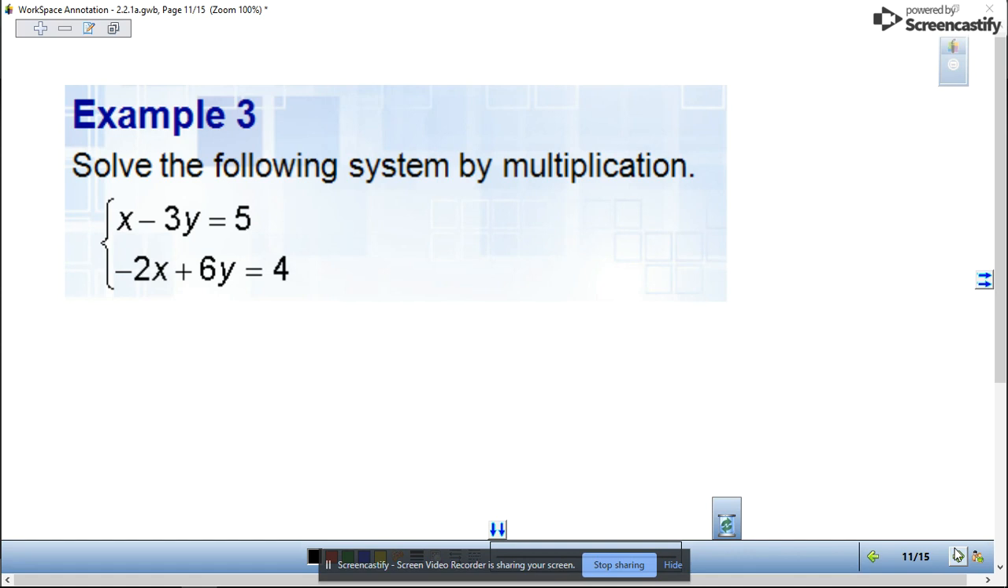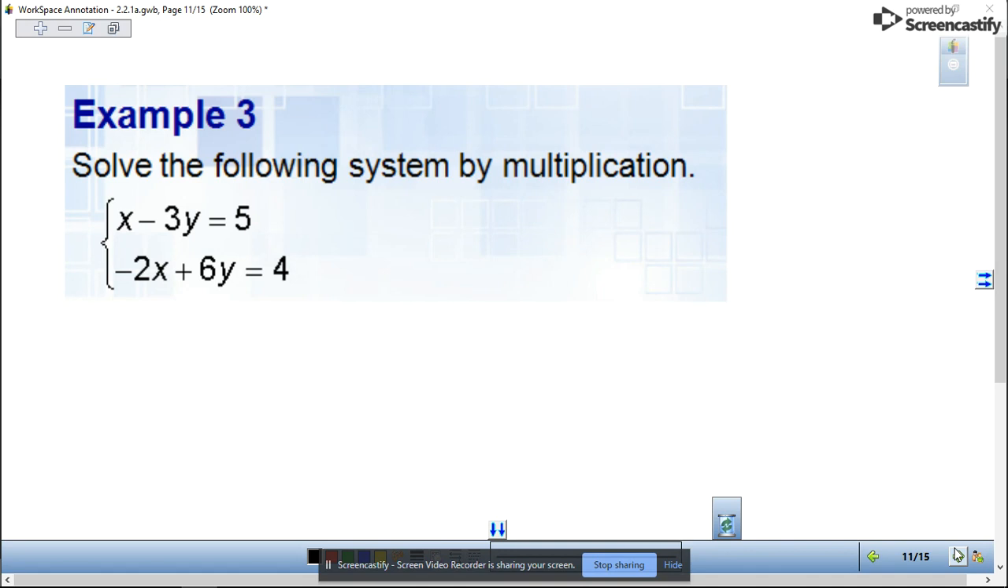What we want to do is have both of them be able to cancel out, right? Have one of the variables be able to cancel out in both the equations. Right now, that's not possible. Right now that can't happen because if I were to add this together like it is, x plus negative 2x, that's not going to work, right?